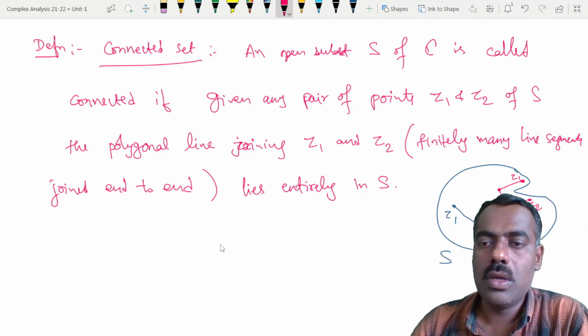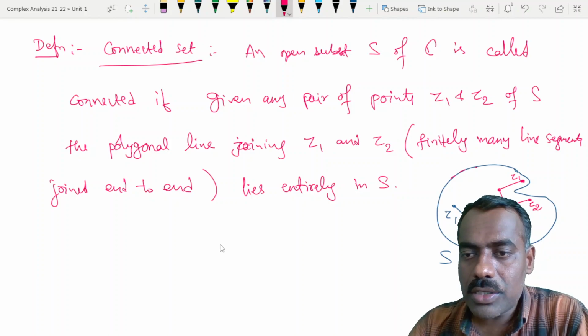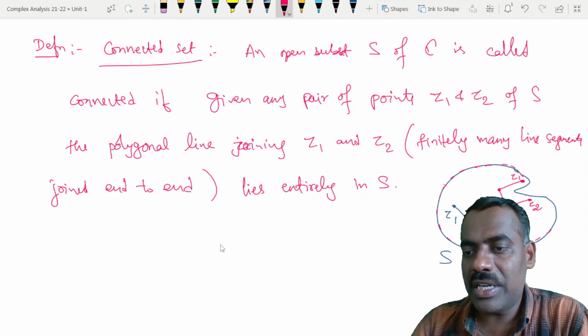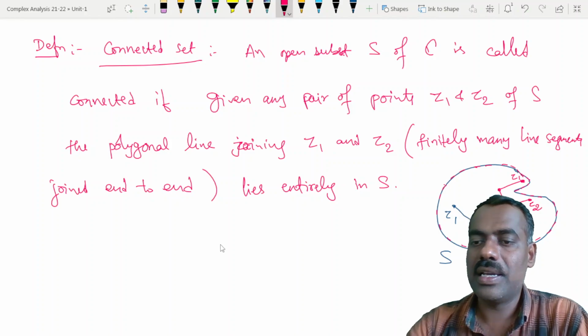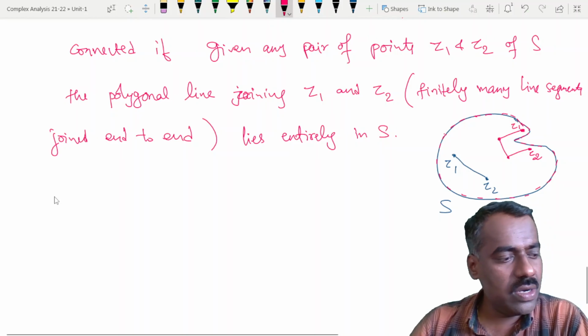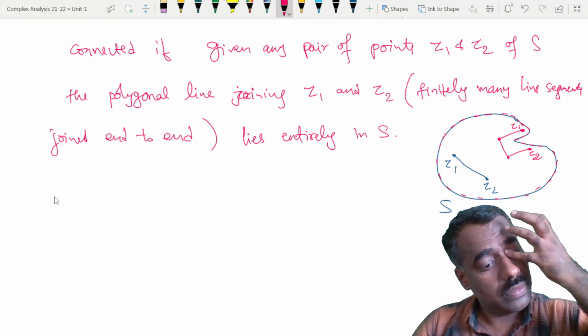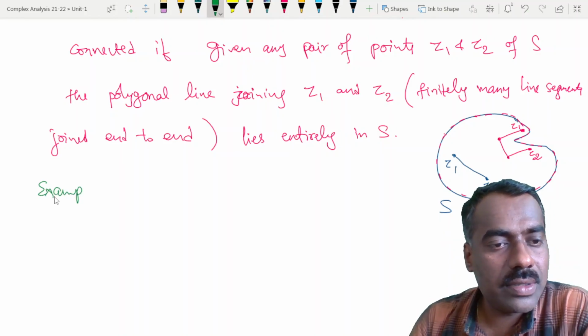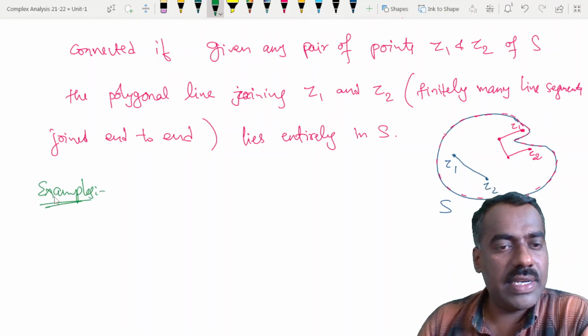Here just make sure the boundary is not included, otherwise it is not an open set. Whenever we denote something by a dotted line, it is understood that that part is not considered. Clear? Yes or no? Yes, sir.